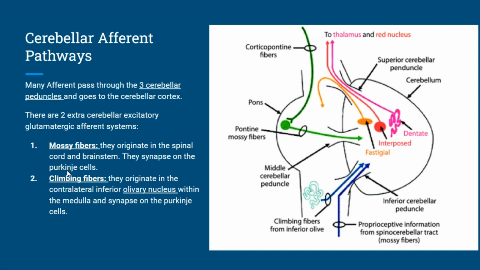You remember the middle layer of the cerebellum, Purkinje cells are present there. So the mossy fibers are going to originate in the spinal cord and go up and connect with the Purkinje cells. The second one is the climbing fibers. They originate in the contralateral inferior olivary nucleus within the medulla and synapse on the Purkinje cells. Again, mossy fibers, climbing fibers, both synapse with the Purkinje cells. So now you can understand the importance of the Purkinje cells present in the cerebellum.